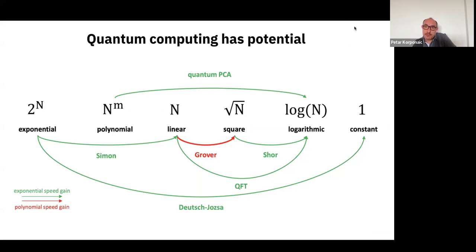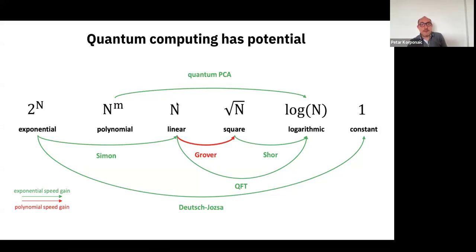Now this diagram is maybe a nice way to show what is the potential of quantum computing. We can see different classes of problems, or not classes, but different problems with different complexities. And at the left side, we have the most complex, at least most complex in this picture, exponential problems. And at the right side, there are the least complex problems, or problems easiest to solve.